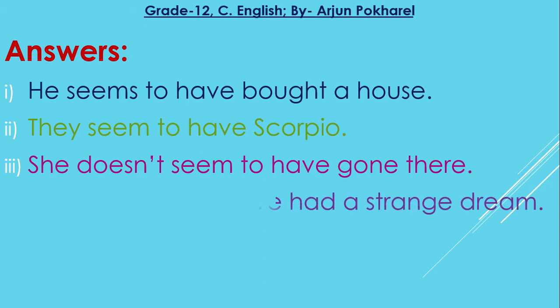Okay, so in this way, now the fourth one is Ramila seems to have had a strange dream. Ramila has had a strange dream. Ramila seems to have had a strange dream, because this is in present perfect tense. Apostrophe s plus had means has had. That's why we have to use Ramila seems to have had a strange dream.